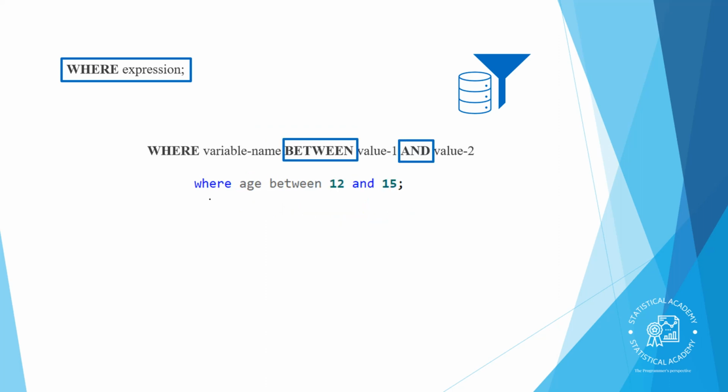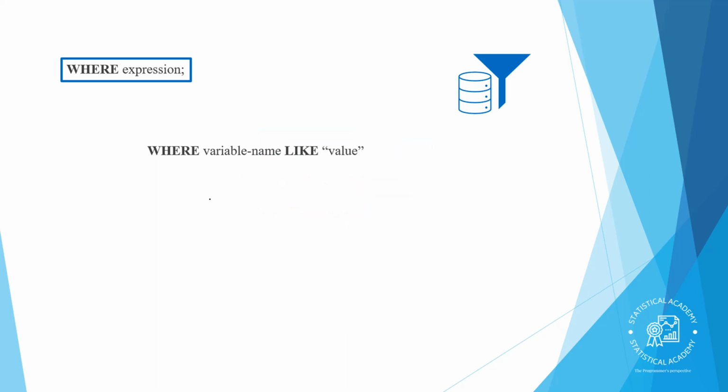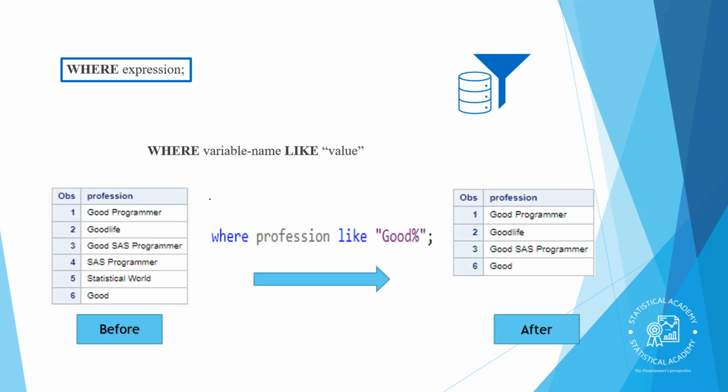The BETWEEN AND operator is handy for numeric ranges. The endpoints of the ranges are inclusive. Finally, the LIKE operator enables us to do pattern matching. The percent symbol is a wildcard for any number of characters. In this example, the percent sign after good returns any string after good including spaces and letters.